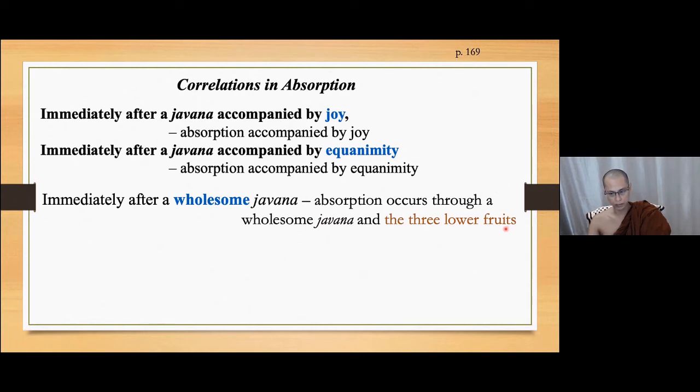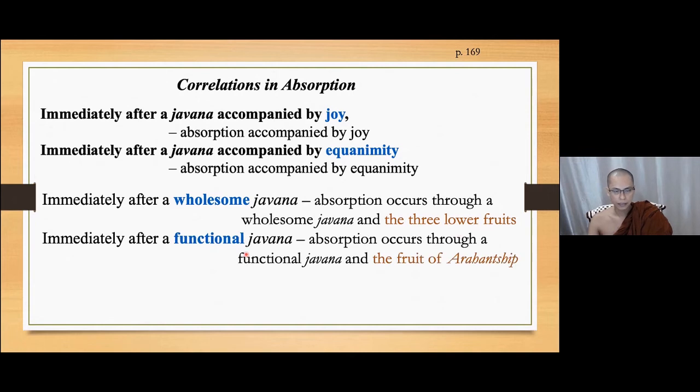Immediately after the wholesome sense-sphere jhana, the wholesome absorption and the three lower fruitions arise. If we attain the magga phala, after wholesome jhana the lower fruit consciousness can arise. And after the functional jhana, the absorption occurs through the functional jhana, so functional to functional, and the fruit of arahatship, not the fruit of the lower persons. So that is the last one.